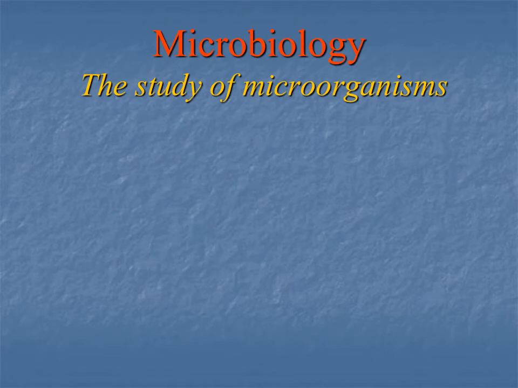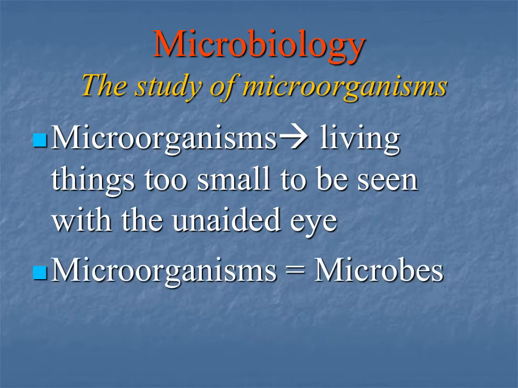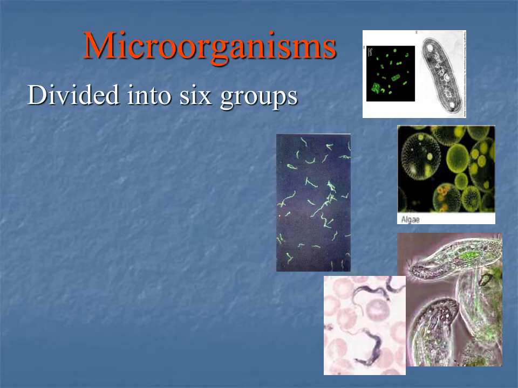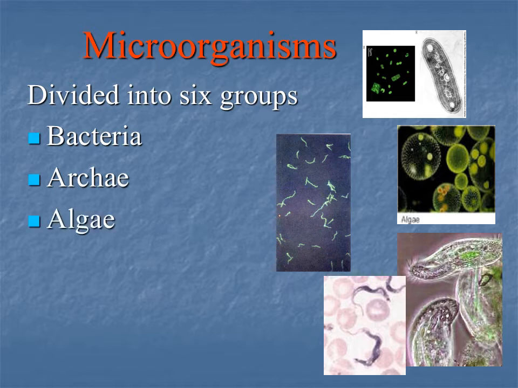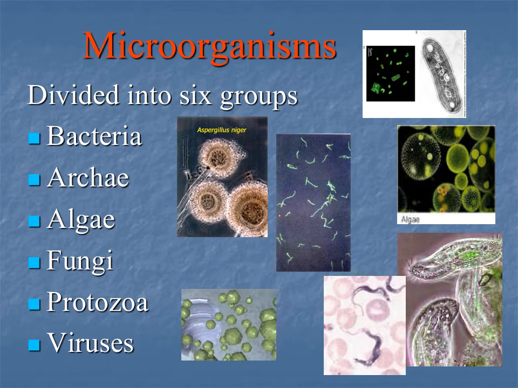Microorganisms are living things too small to be seen by the naked eye, and the name microorganisms is similar to microbes. You can see that all microorganisms are divided into 6 groups: bacteria, archaea, algae, fungi, protozoa, and viruses. 4 of them are medically important: bacteria, fungi, protozoa, and viruses. All these groups can cause infectious diseases.